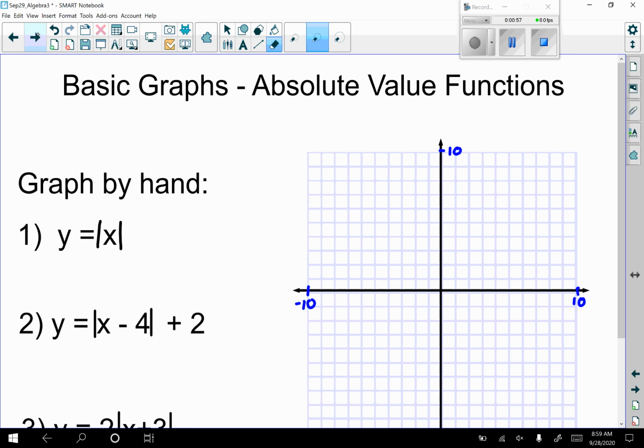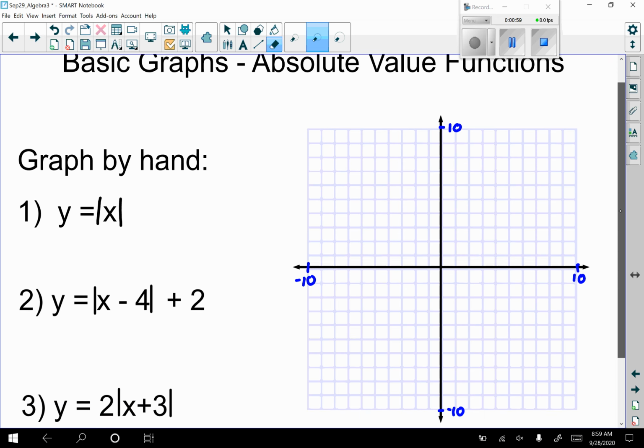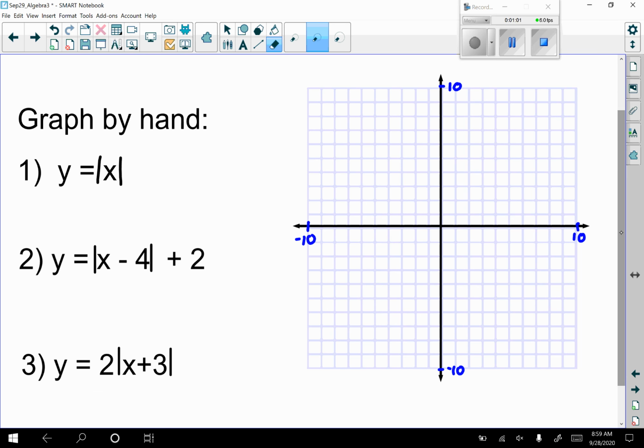So go ahead and get out preferably graph paper. If not, notebook paper is fine, but please make sure you have a ruler. Pause the video to graph this, to make your coordinate plane. And we're going to take a look at this first graph, just y, what we call the parent function, y equals the absolute value of x. See what you remember about it.